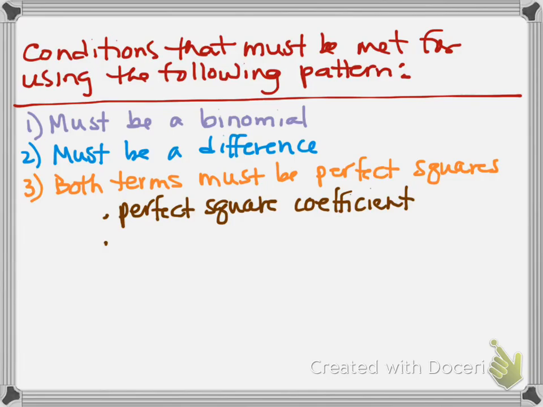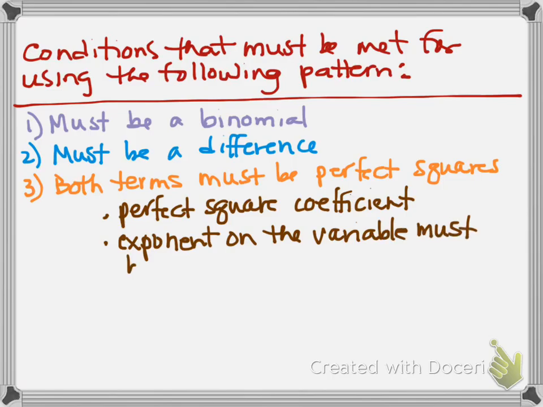And what tells you that a variable is a perfect square? What about the exponent? Nope, it doesn't have to be a 2. It has to be an even number. So the exponent on the variable must be even. Okay? So these are the conditions we need in order to use the pattern I'm going to show you, or that we're going to work through together. All right? So everybody good here?